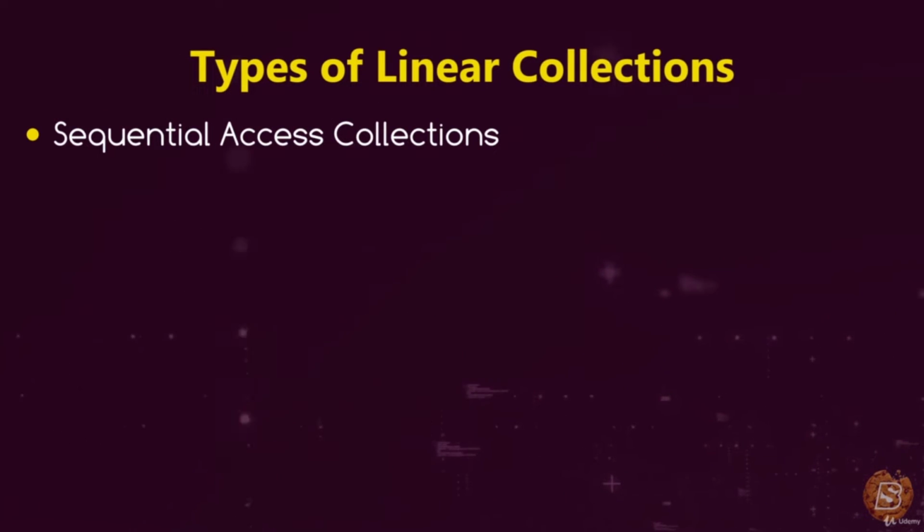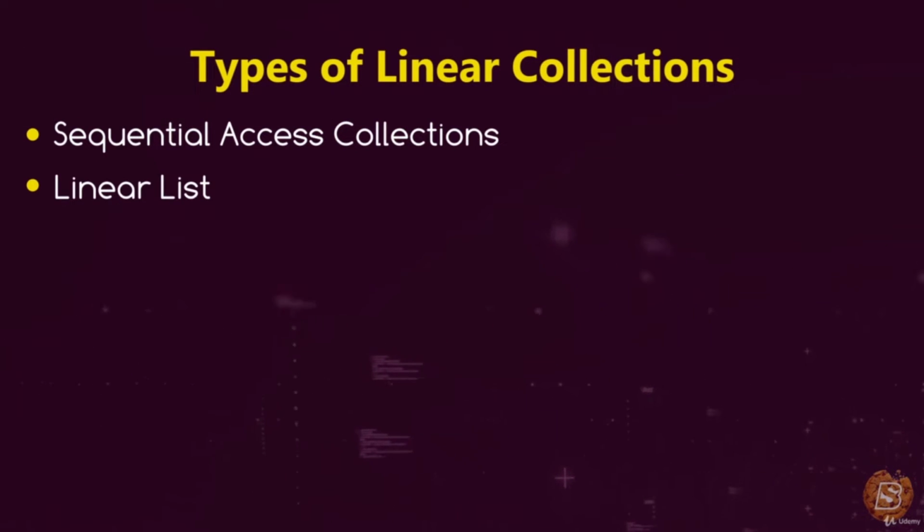So to start with, a sequential access collection is basically a list that stores its elements in sequential order. We call this type of collection a linear list. Linear lists are not limited by size when they are created, meaning they are able to expand and contract dynamically. Items in a linear list are not accessed directly.